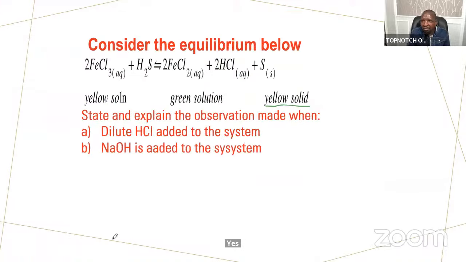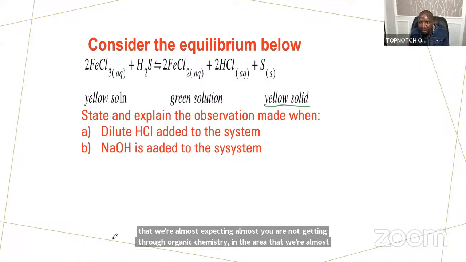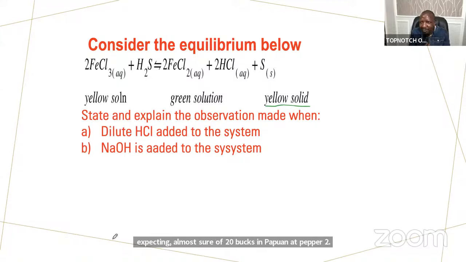Now, I'm giving you 1 minute, then we are going to navigate through organic chemistry. This is an area that we're almost sure of, 20 marks in paper 1 and paper 2. So I will navigate through it using the octopus technique. So get ready now. Are you ready for the next session?